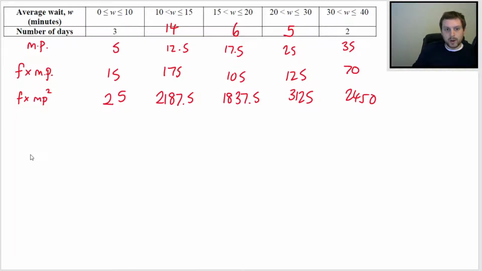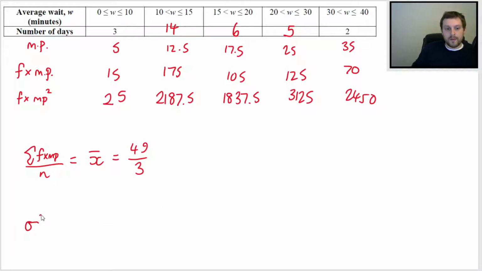Okay, we'll start by working out the mean. So we add up the frequency times the midpoints and divide by how many. This is going to be x bar. And we end up with 49 over 3 if we do this. So if I do 15, add 175, add 105, add 125, add 70, and divide by 30, you get 49 over 3. So that's the mean.